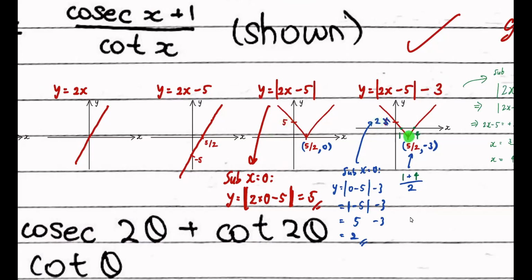Then how about this point, 5 over 2 comma 0? You shift it down, so it becomes 5 over 2, comma minus 3. Yes, the y coordinate will reduce by 3.